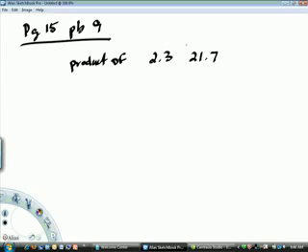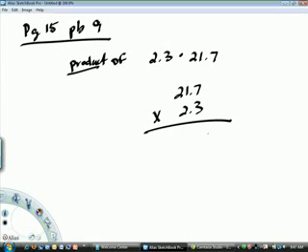Anthony? Product. It means, no, it means what operation? It's going to be either addition, subtraction, multiplication, or division. No, product means multiplication. Yeah, so anytime you see the word product, you got to know that that means multiplication. So we're going to multiply 21.7 times 2.3, and then we're going to get an answer. You have to multiply that out.